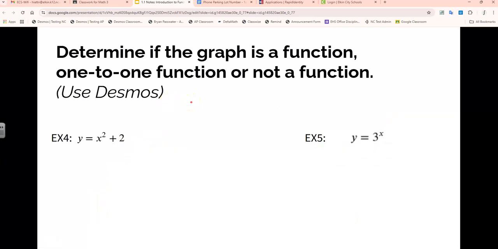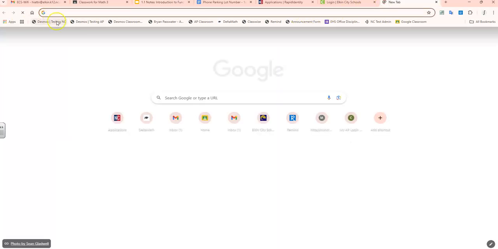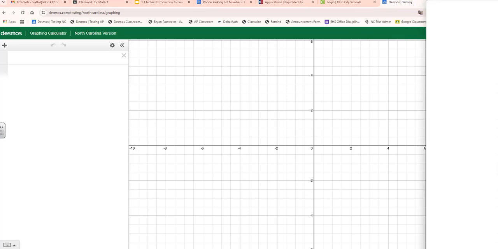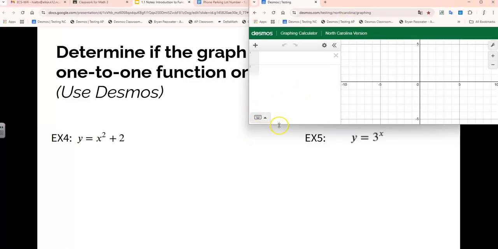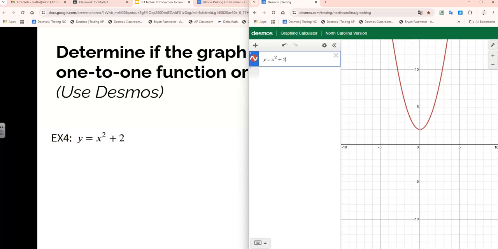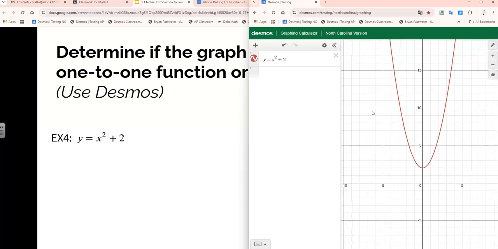Okay, so this says use Desmos. I told you to put your computers away, so I'm going to graph them here for us. But on Desmos, let's hit, I need a new tab. On Desmos, if we make that a separate tab here, that would be beautiful. And we graph this equation, y equals x squared plus 2. So if I graph this for us here, and we look at it, is this going to be a function?